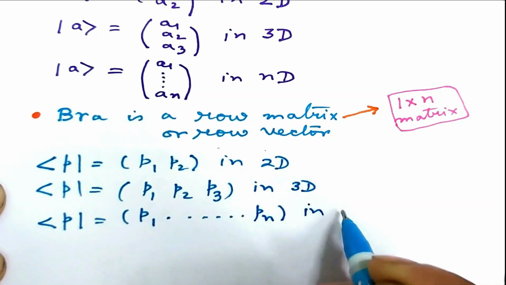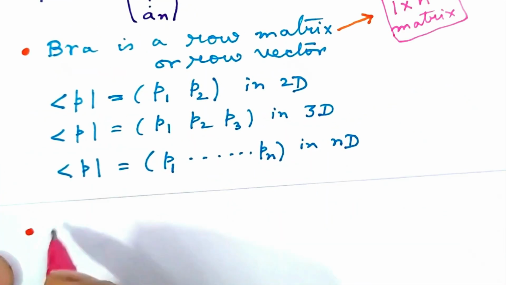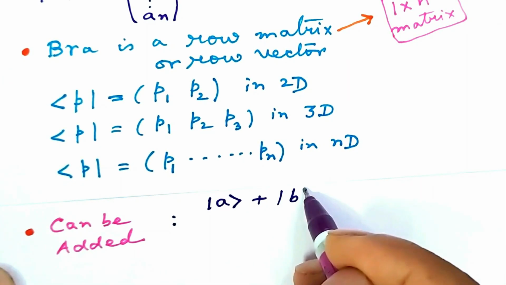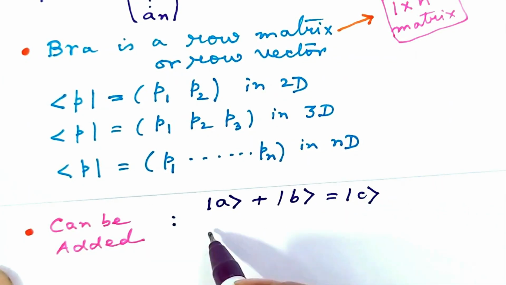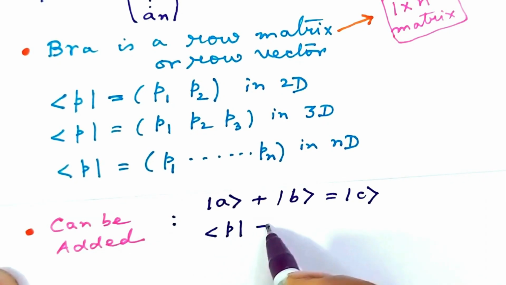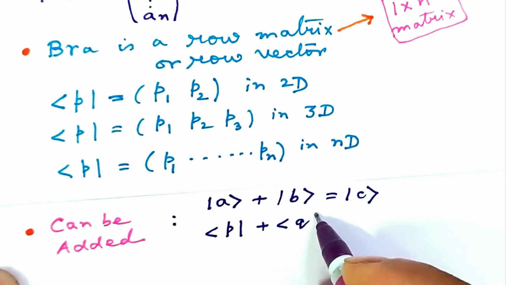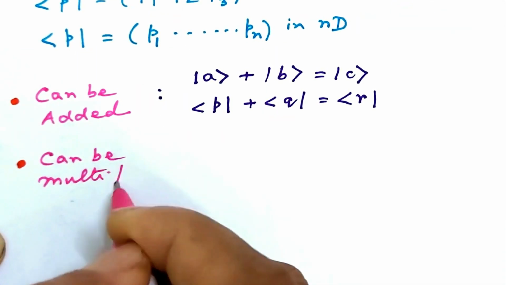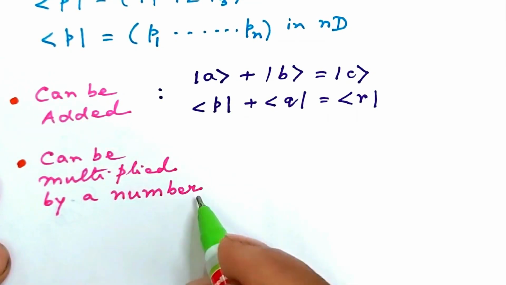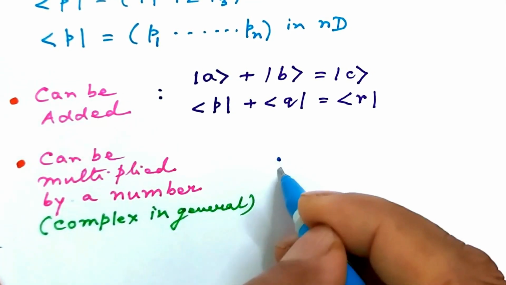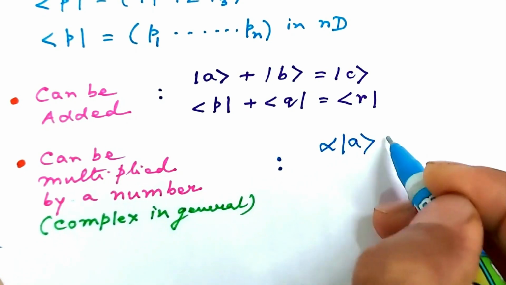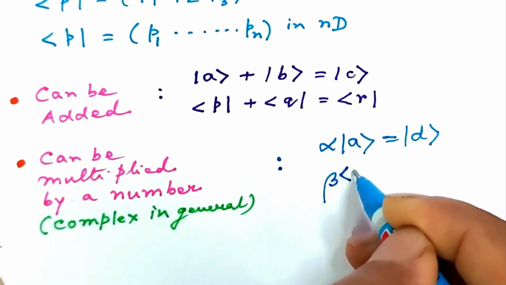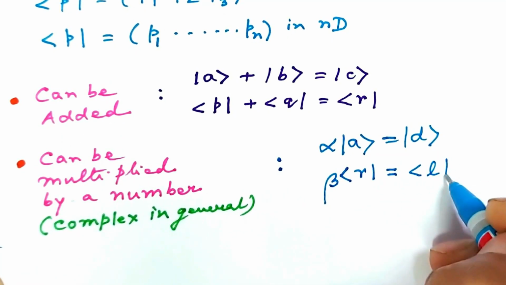in ND. We can add two similar kets so that ket A plus ket B gives a new ket C, and we can add two similar bras so that bra P plus bra Q gives a new bra R. We can multiply a ket with a number, complex in general, so that alpha into ket A generates a new ket D and beta into bra R generates a new bra L.